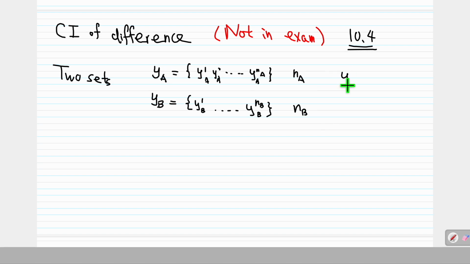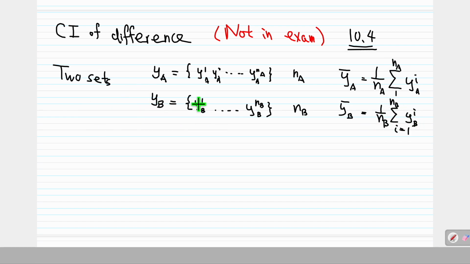From YA, we know that we have YA bar, okay? YA bar is the average of YA, and we also have YB bar. YB bar is just the average of YB. So these are the two sets. You have this bunch of things.